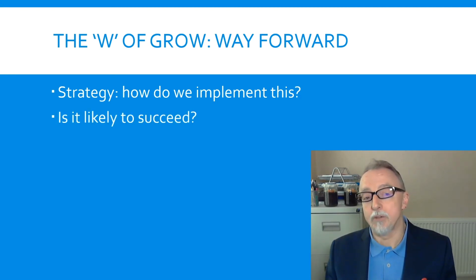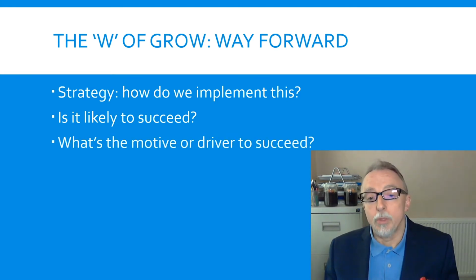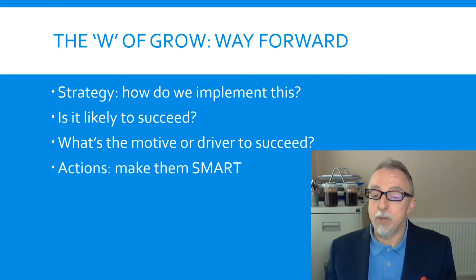And you have to ask yourself, is it likely to succeed? You've got to look at what the motive or driver is to succeed. And if you can do all that, well, the GROW model is as simple as that. And then you get to the actions finally, which of course have to be SMART. So specific, measurable, achievable, realistic, and timed. And then that takes you to the close of the GROW model. And I hope that's been of use to you. And indeed it is as easy as that.